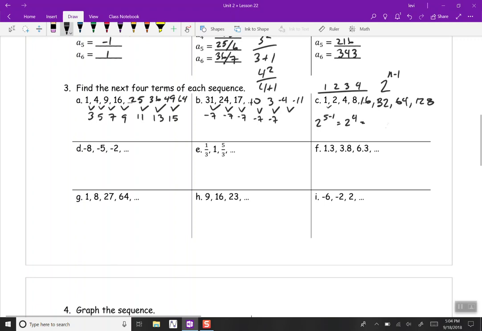Whew. Yeah, sorry that took so long. That should have been an easier one. Should have recognized that a little quicker. This one here looks like we're adding 3. Negative 2 plus 3 makes 1. 1 plus 3 makes 4. 4 plus 3 makes 7. 7 plus 3 makes 10.